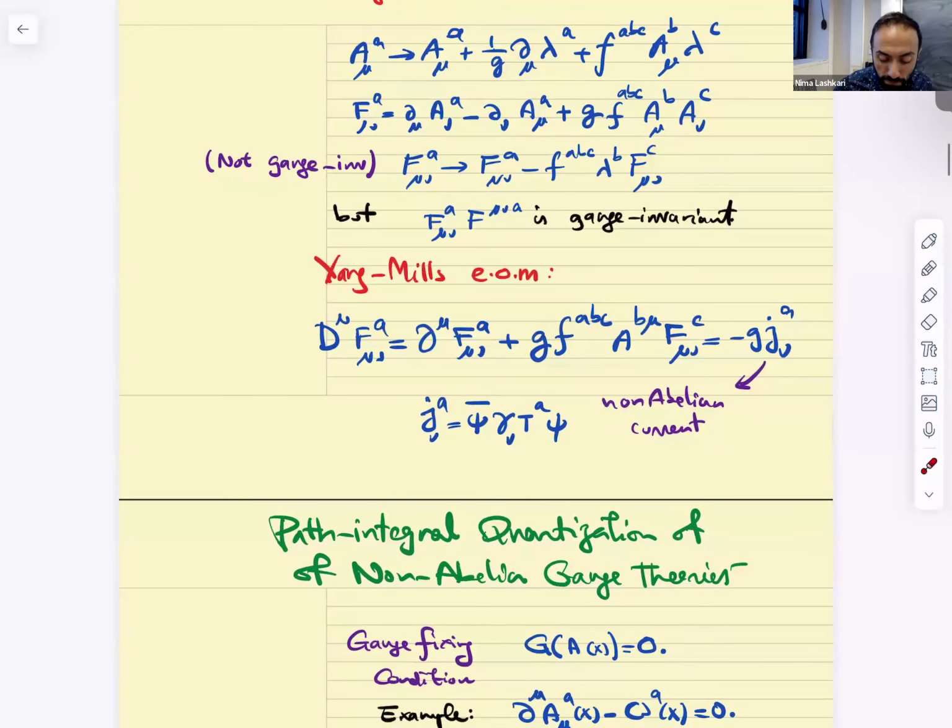Now, if I ask what are the gauge invariant observables of Yang-Mills, what would you say? F squared. Well, F squared is one, but Wilson loops are. But what is the form of a Wilson loop?